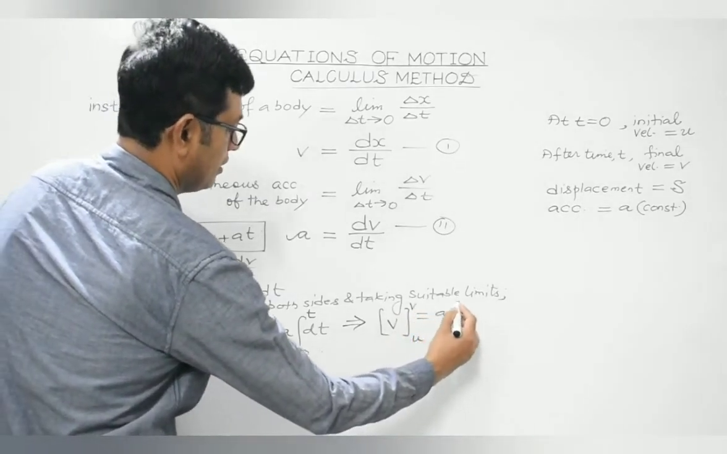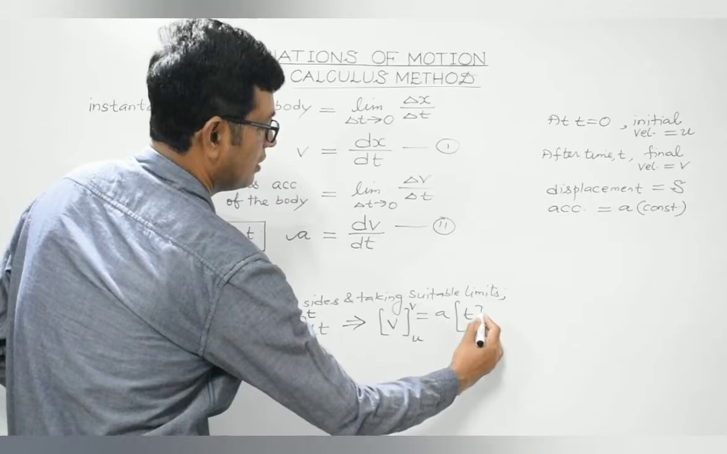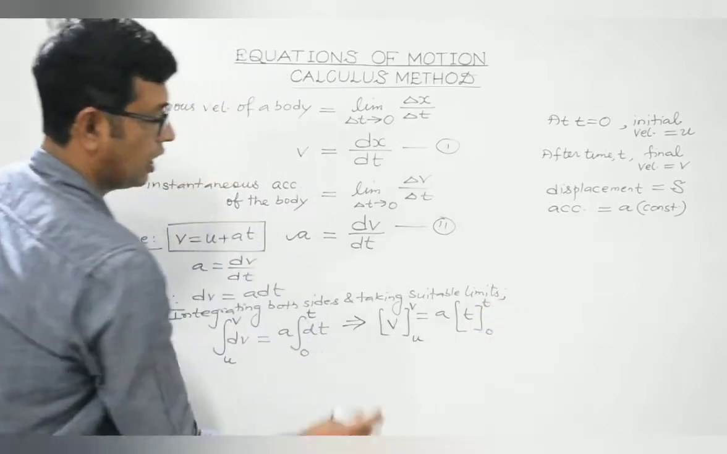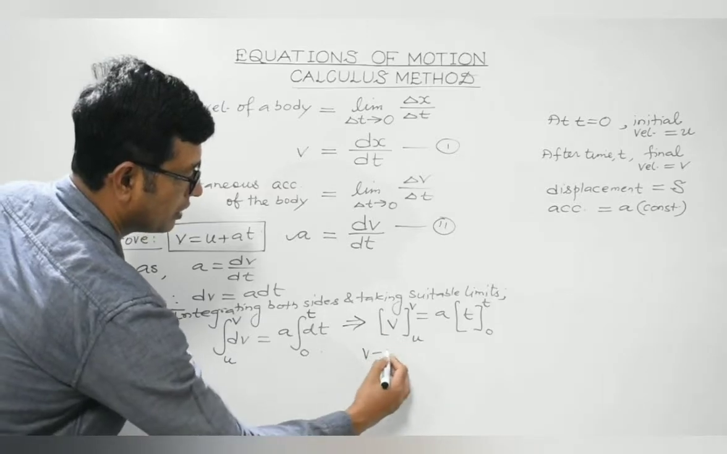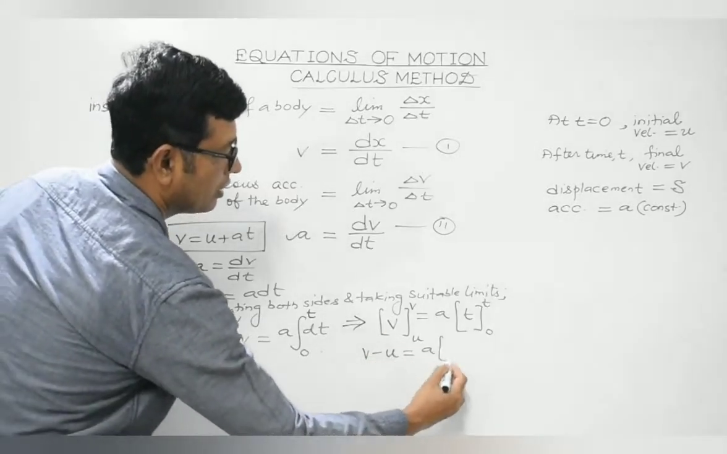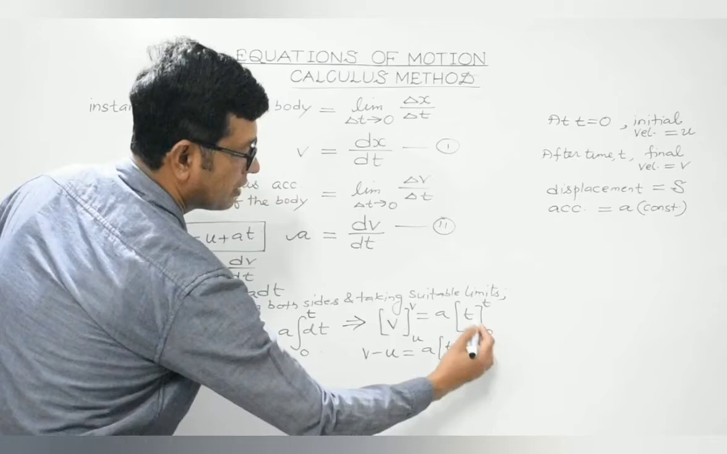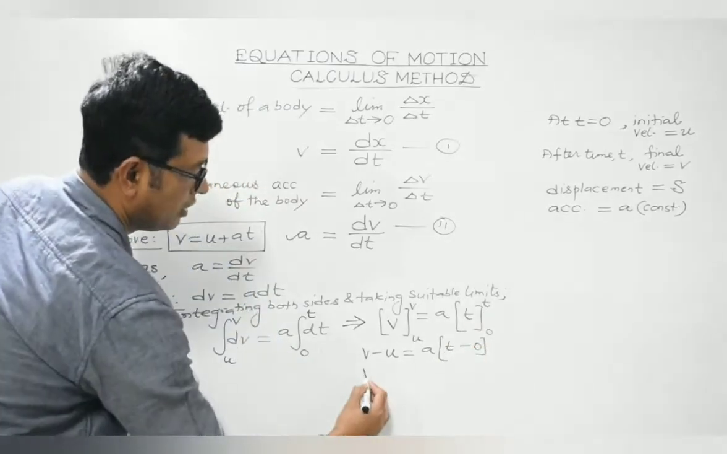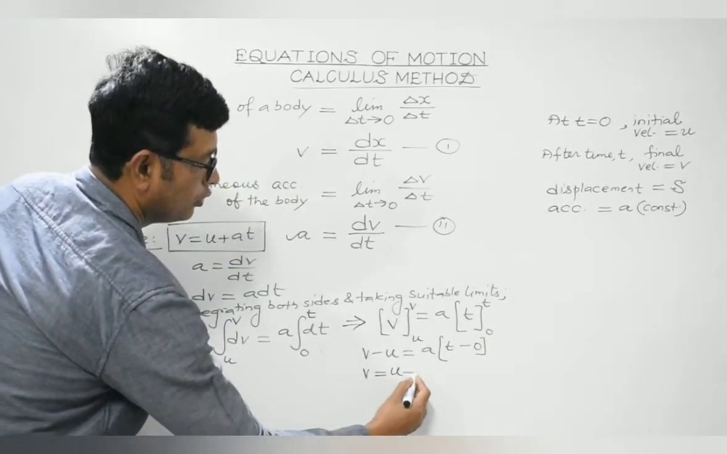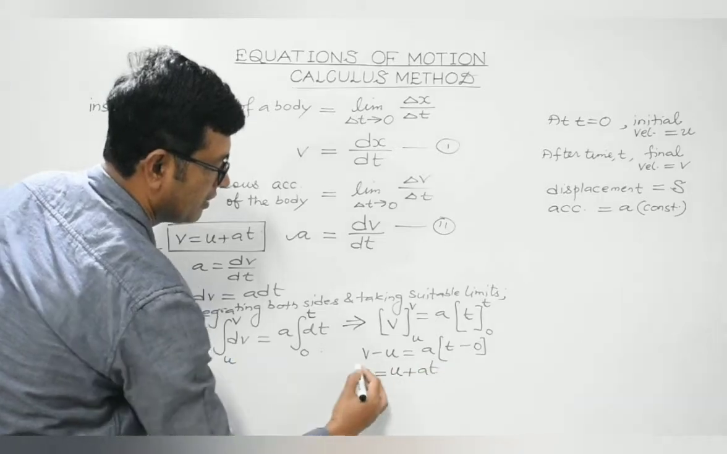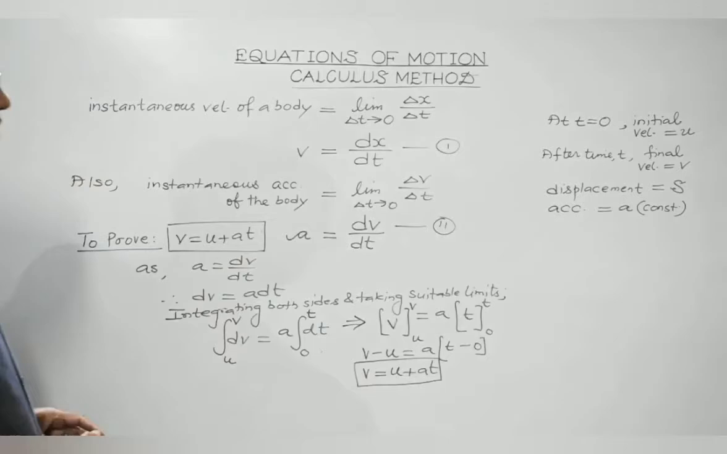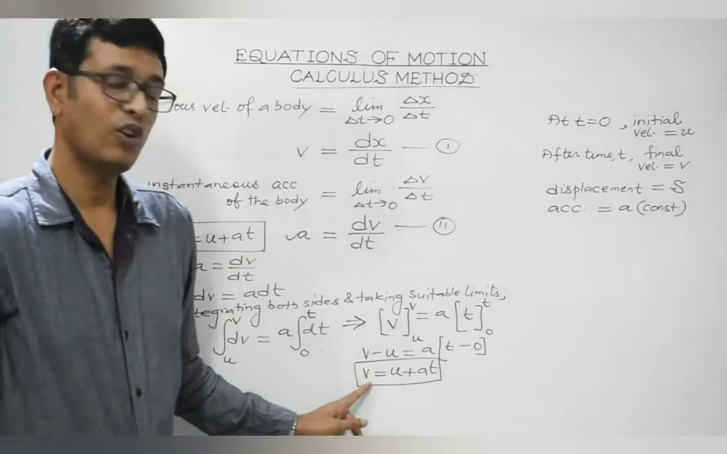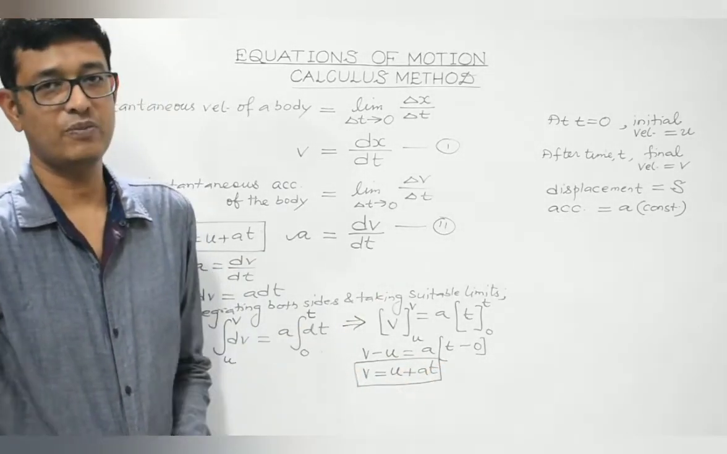So integration of dt is t. So upper limit minus lower limit. So what you get is upper limit v minus lower limit u is equal to a times upper limit minus lower limit. So what do you get? v is equal to u plus at. This is the first equation of motion, which is also known as the velocity time relationship.